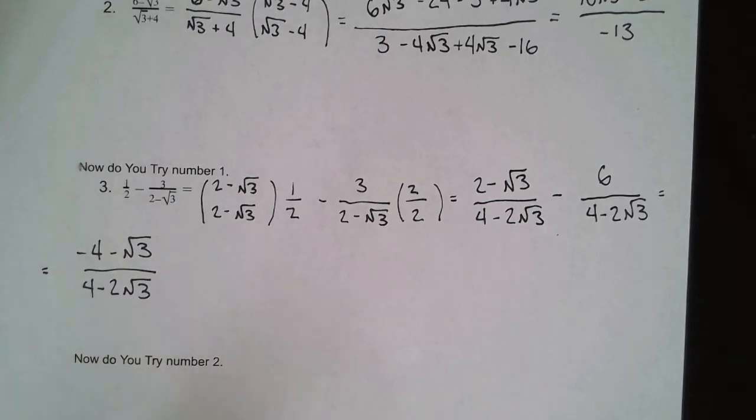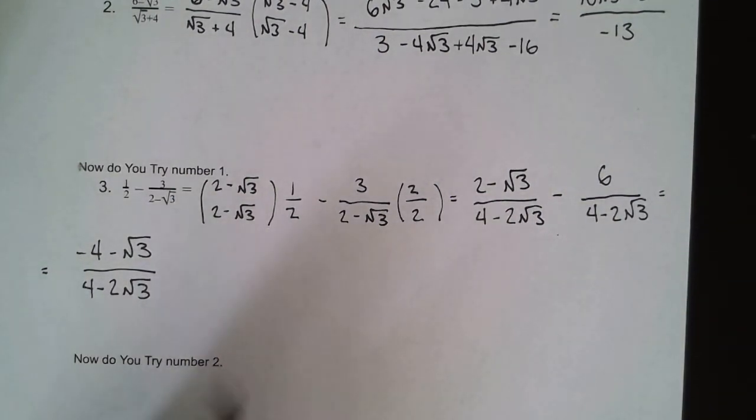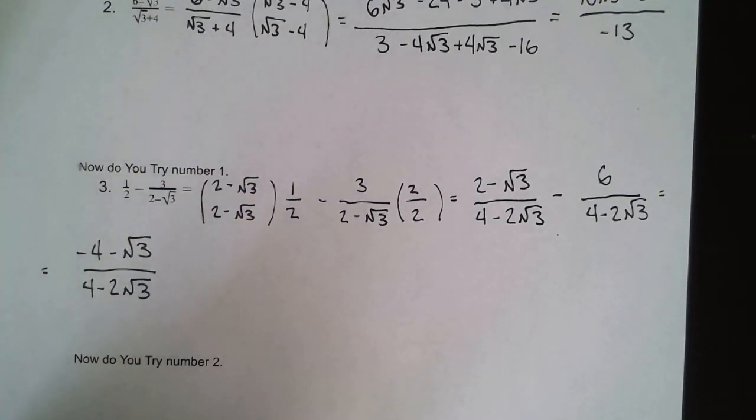So the only thing we needed to do was take 2 minus 6, and that's where we get the negative 4. Everything else just comes right down. Minus root 3, and then 4 minus 2 root 3. So now that we have this as one fraction, now we're at the step where we can rationalize. So we need to multiply this fraction by the conjugate of this, 4 plus 2 root 3. So in the denominator, we have 4 minus 2 root 3. So the conjugate is going to be 4 plus 2 root 3. I'm going to do that right now.